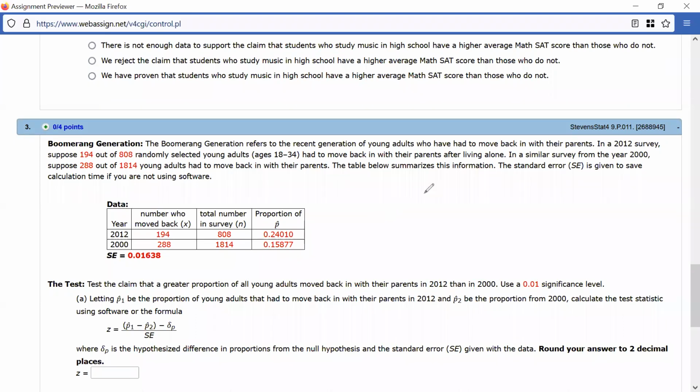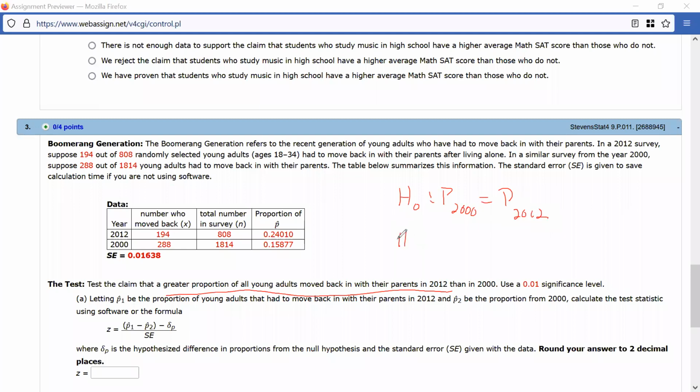The claim is that there's a greater proportion of young adults who moved back with their parents in 2012 than there were in 2000. So H0, the proportion of people who moved back with their parents, I'm going to write it this way, in 2000, is the same as the proportion of people who moved back with their parents in 2012.